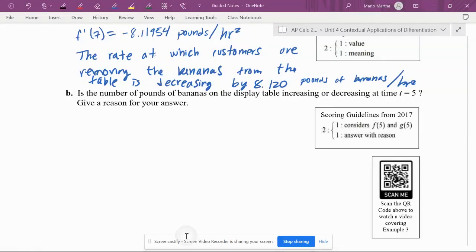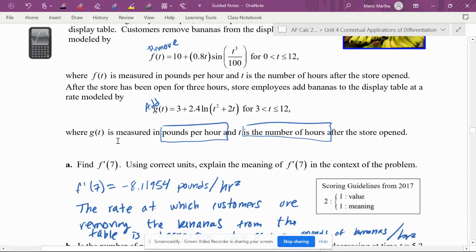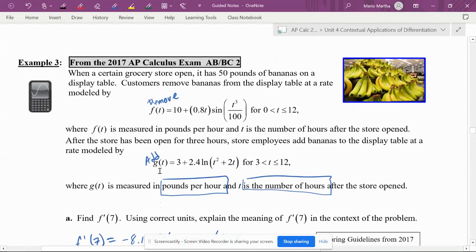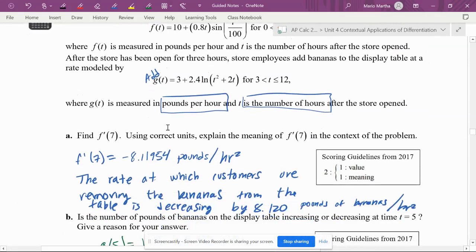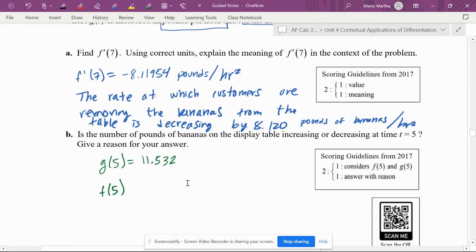So find g of 5. All right. Now again, use a calculator. If you guys do that, you're going to figure out that it's 11.532. Actually, this is restocking, my bad. Which one's the removing one? Removing is f of t and adding is g of t. So they're adding 11.53 pounds of bananas per hour. And then f of 5, which is the removing one, would be 13.795.